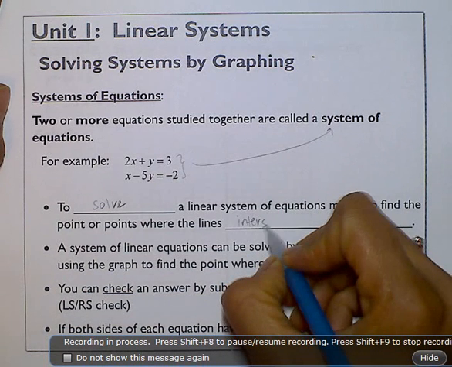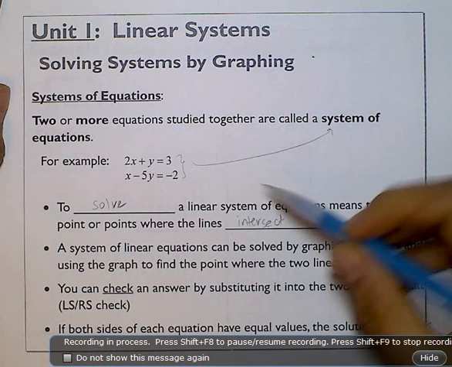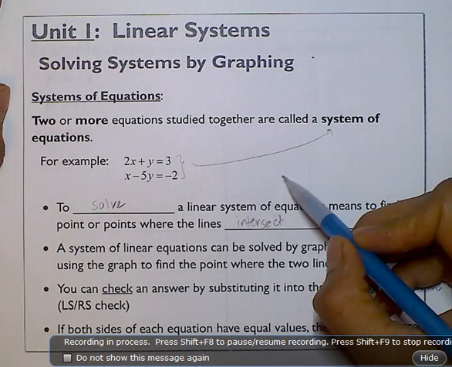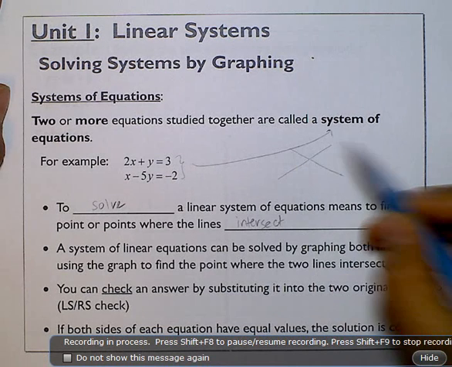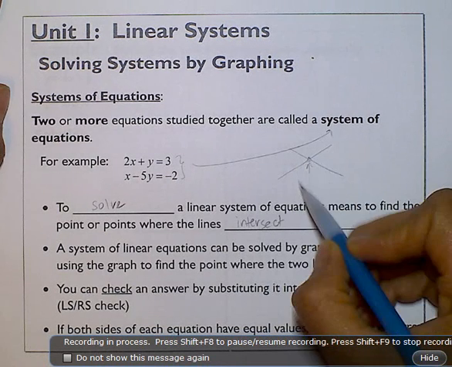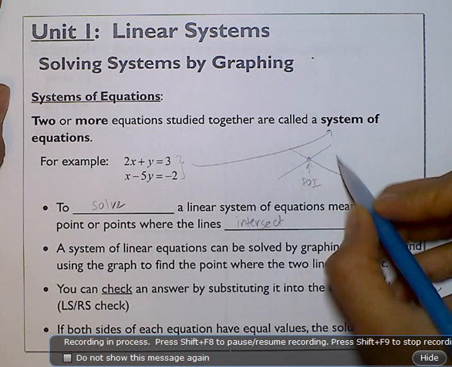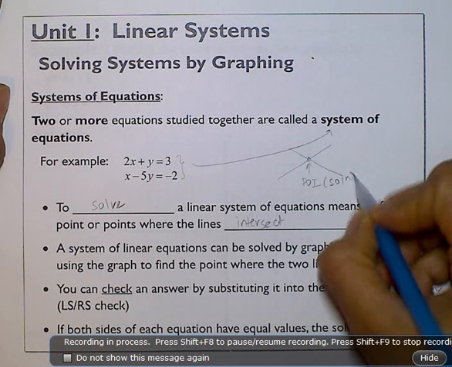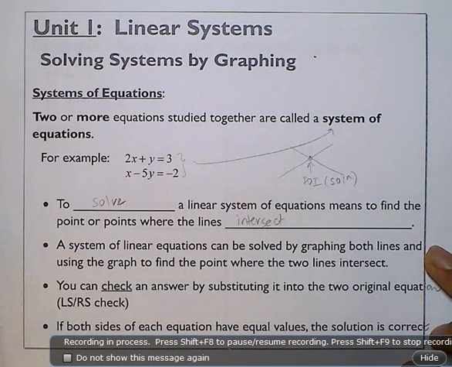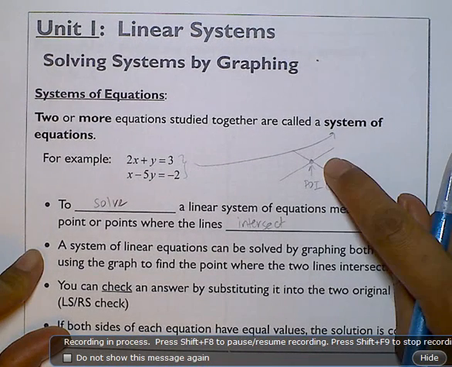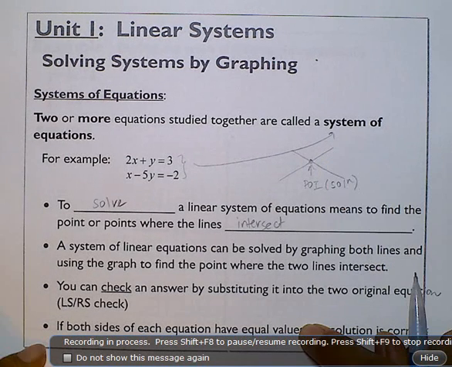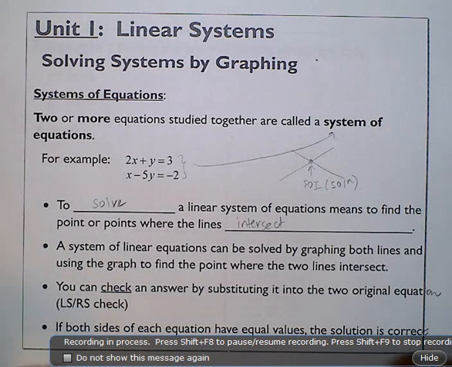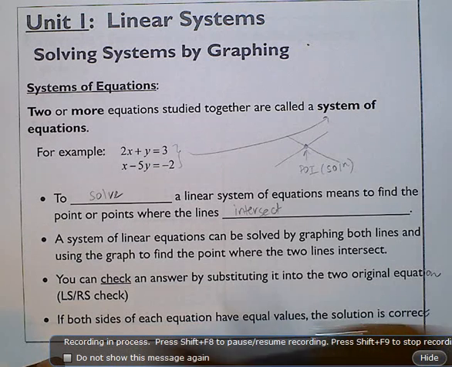So when you're going to look at two lines together, when you draw the first line, for example, and if you draw the second line, what we're interested in knowing is where do they meet, and that is what we're going to call the point of intersection. In other words, our solution. So that's going to be our solution. So in order for us to do that, we're going to have to graph both lines and figure out where the point of intersection is. Along with that, you can also check your work by substituting into the original equations to see if left hand side equals right hand side.